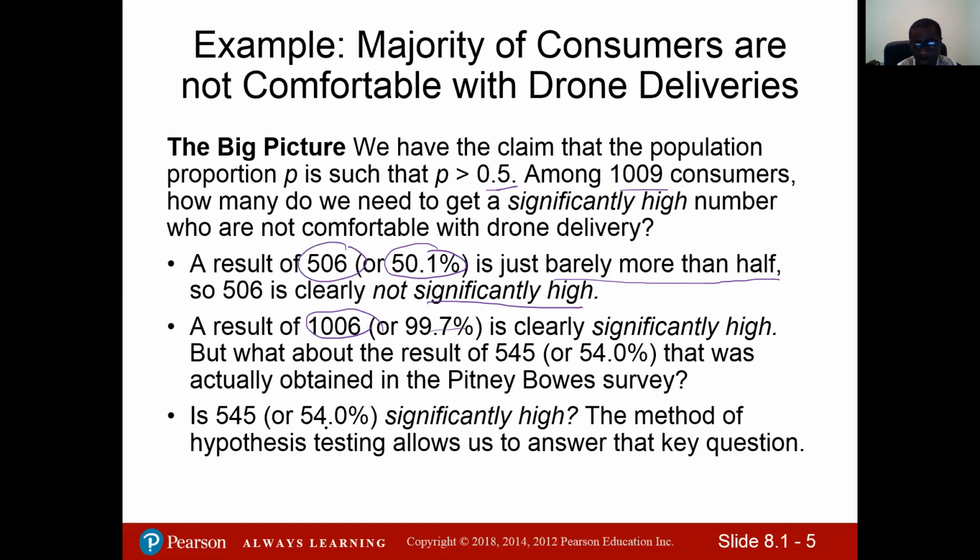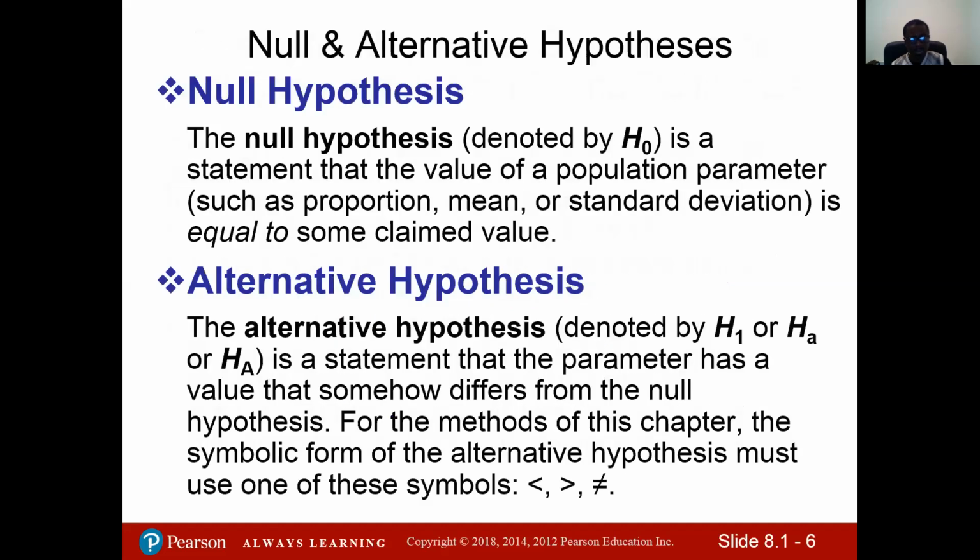But in our case, based on the question, the 54%, the question is, is it high or not? You can say, oh, just only 4 points, then it is not high. You need to test the claim. That is why this section or this chapter is very important. Okay, so we need to identify our null hypothesis. The null hypothesis is denoted by H subscript 0.